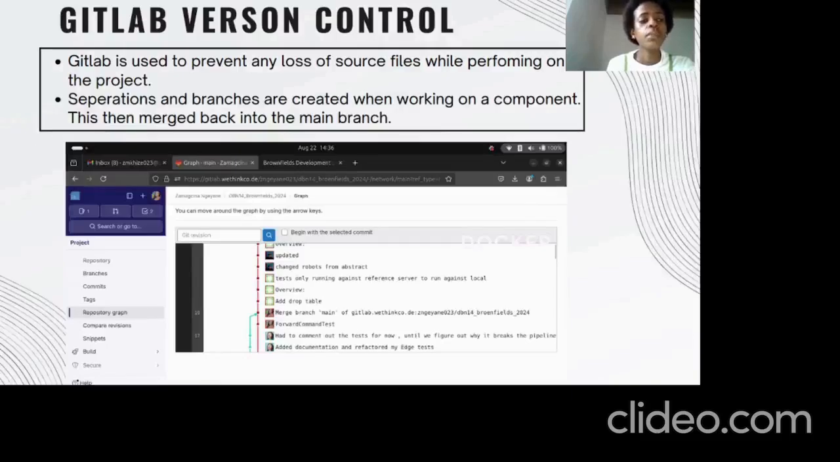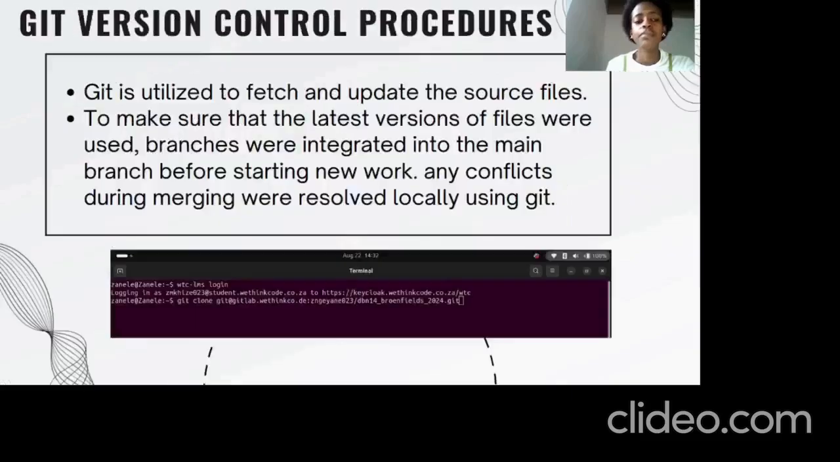GitLab version control. GitLab is used to prevent any loss of source files while working on the project. Separate branches are created when working on a component. These are then merged back into the main branch.